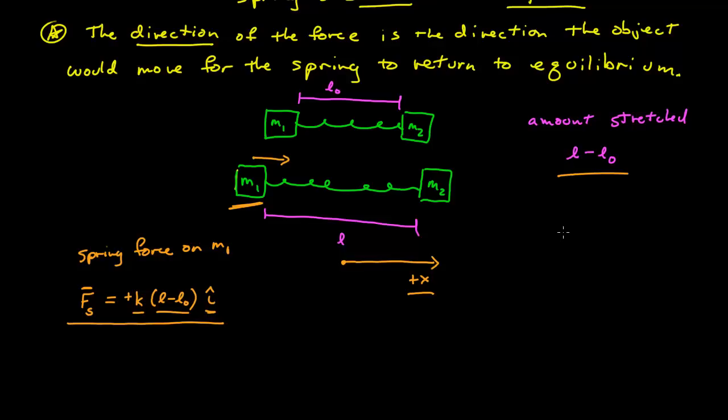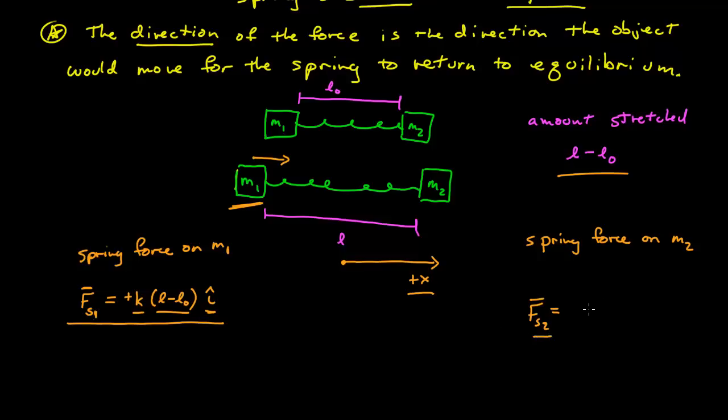All right, now let's look at the spring force on M2. We'll do that over here. In this case, we have some force. If this other one was on mass 1, this is on mass 2.